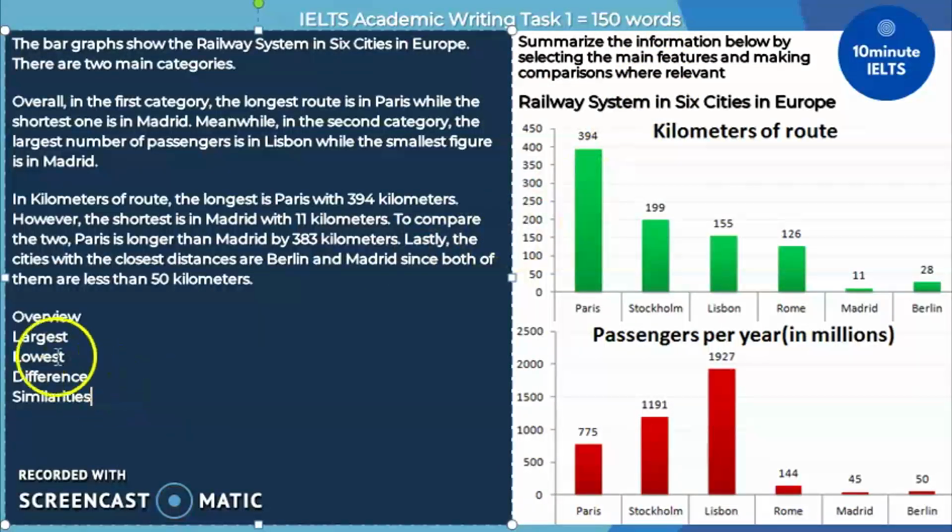I hope this video has been helpful for you in terms of answering bar graphs. Take note this is also applicable to pie charts and tables. Just identify lalodis.